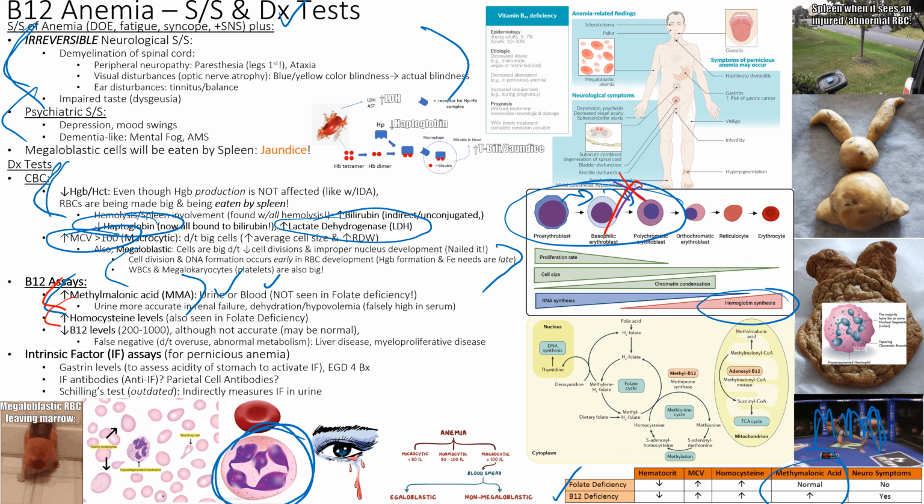Okay, what else? So intrinsic factor. So the only reason why you'd be doing intrinsic factor tests is if you suspect something autoimmune. So they have antibodies against their intrinsic factor or antibodies against their parietal cells. That might be the reason for their B12 deficiency anemia.